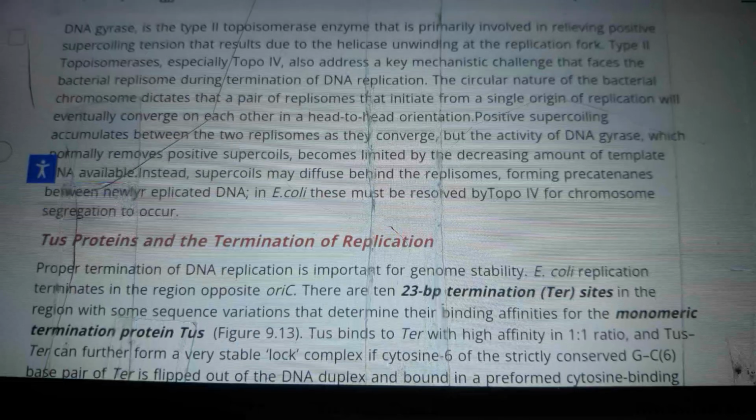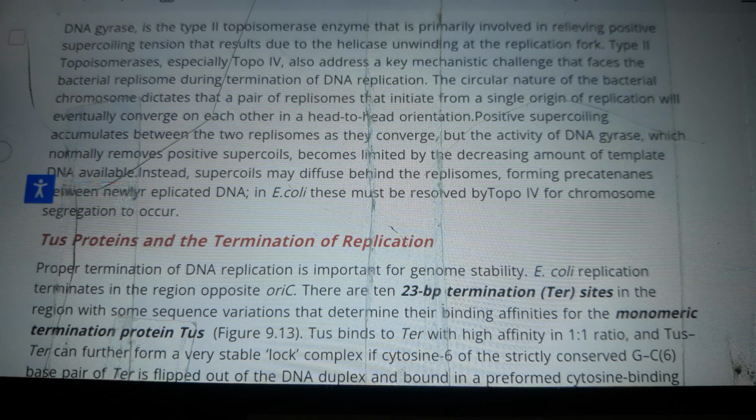DNA gyrase is the type 2 topoisomerase enzyme that is primarily involved in relieving positive supercoiling tension that results due to the helicase unwinding at the replication fork. Type 2 topoisomerases, especially topo-4, also address a key mechanistic challenge that faces the bacterial replisome during termination of DNA replication.